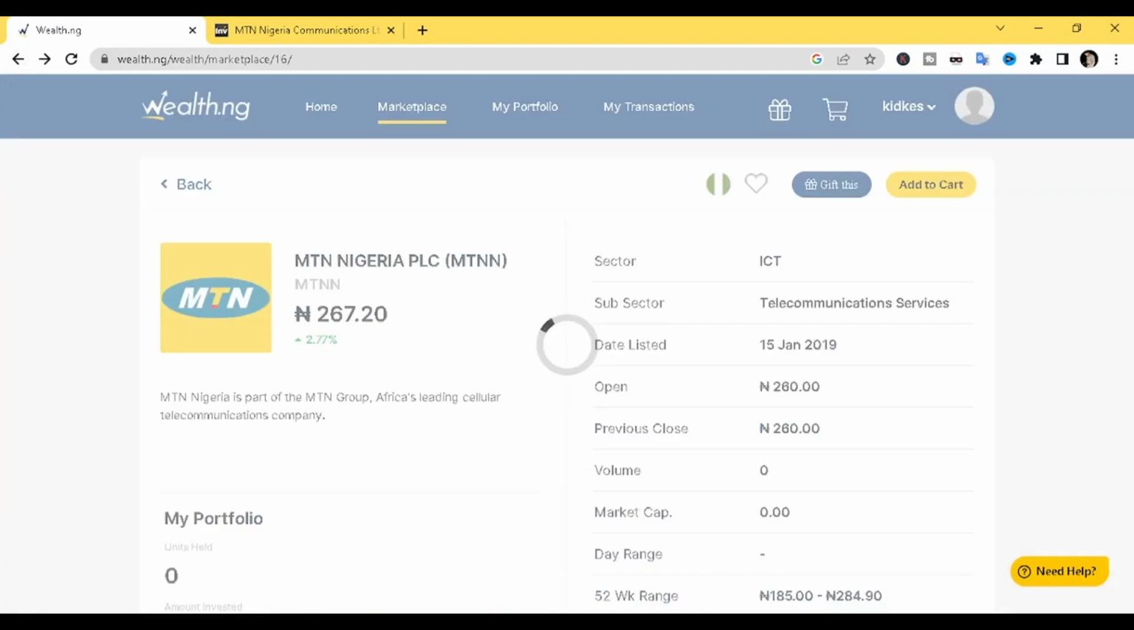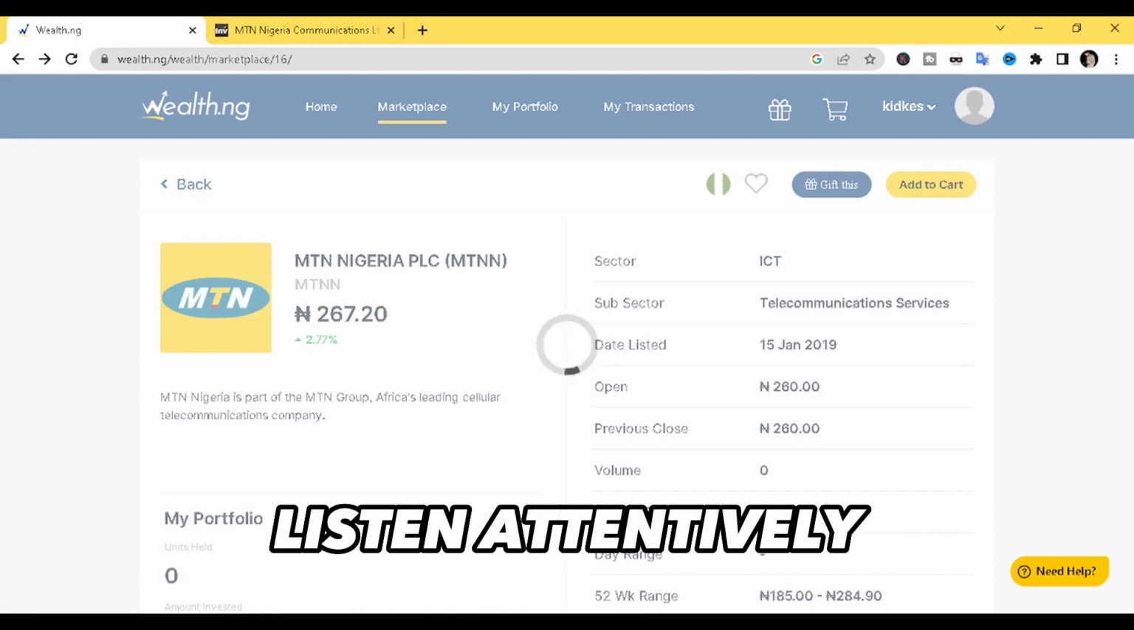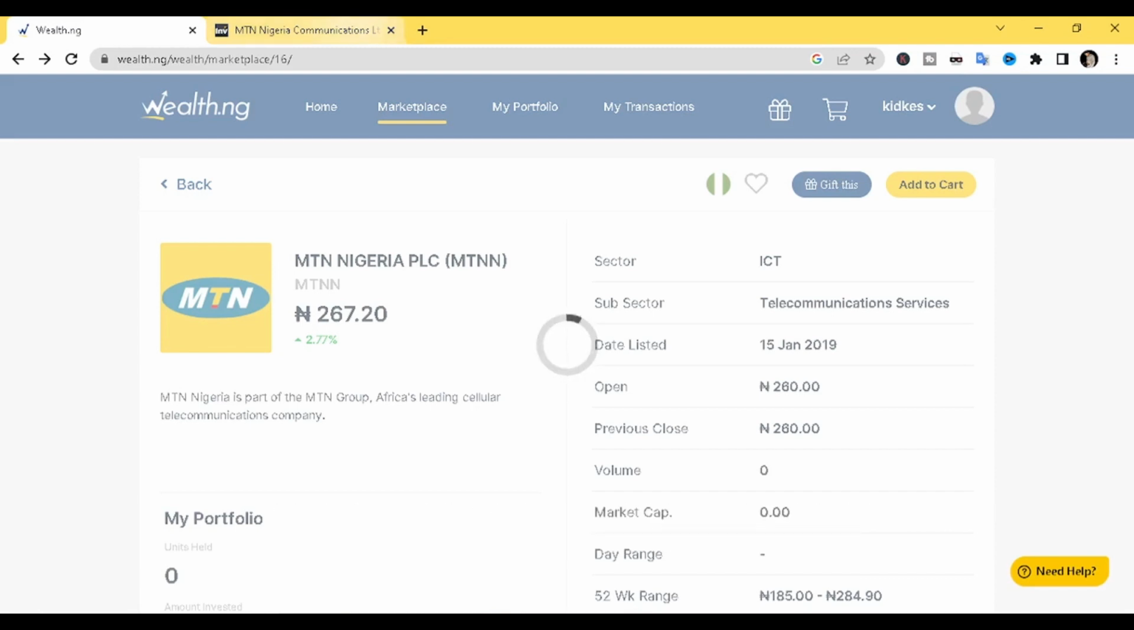For example, MTN over here, you can see the MTN 52 weeks is 185 naira to 284 naira. Like I said, I'm talking about my experience in today's video. What I do is sometimes I wait for MTN to drop. When it drops, I then purchase the stock. I purchase a lot of shares at that moment, and then in a few weeks or even before the end of that week, you just see MTN boosting up, and your money increases a lot, and then you can sell it back to the stock market if you need the money. So that's how I do my thing.